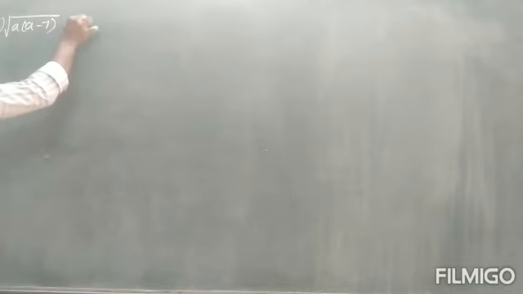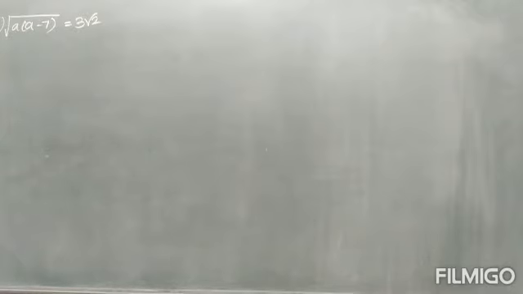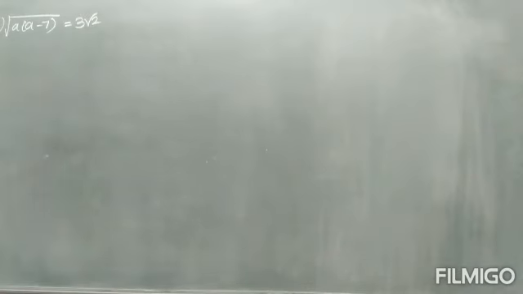Okay, now square root of a minus 7 is equal to 3 root 2. So first we have to change this into the quadratic equation form. For that, first we have to square on both sides. Then only we can cancel the square roots. So squaring on both sides.